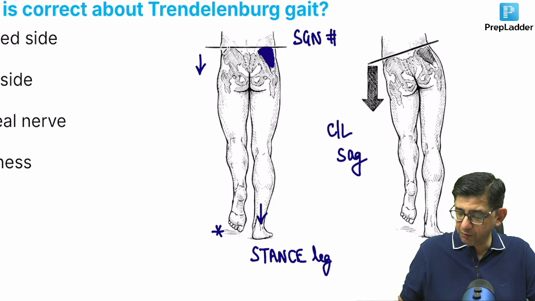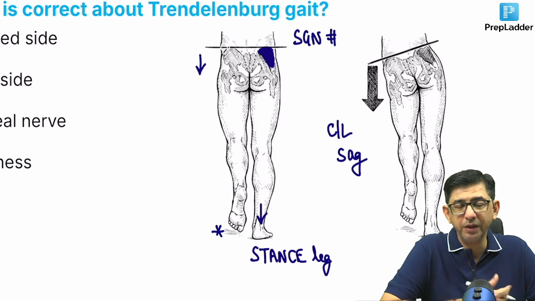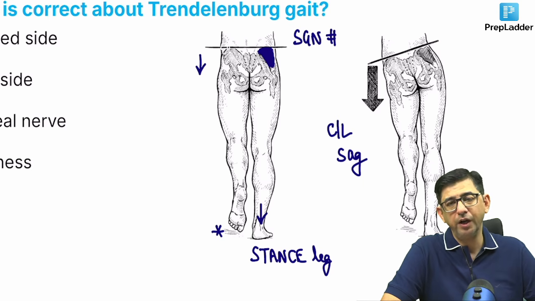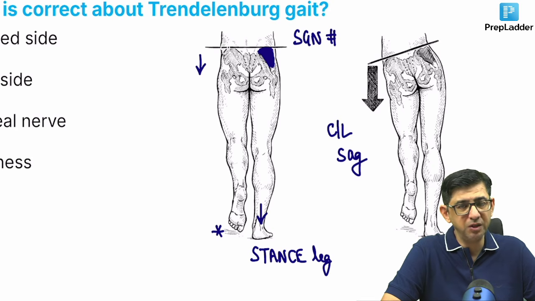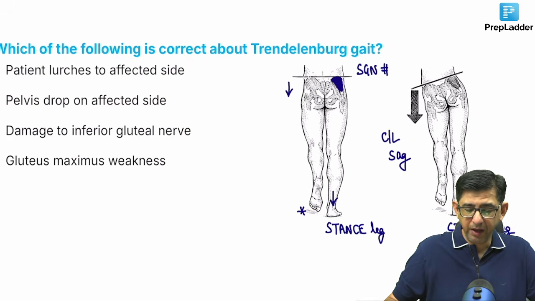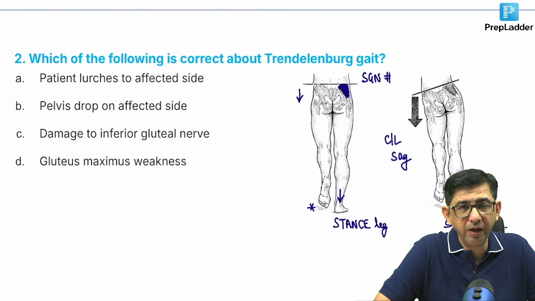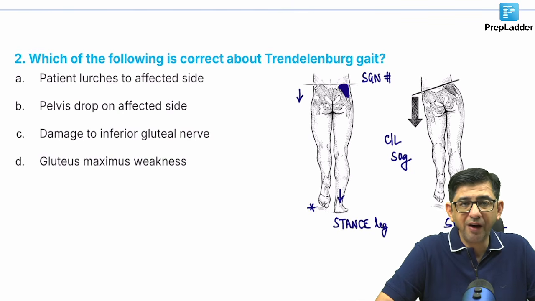So step number one is that whenever they ask you about Trendelenburg gait, you should know that it is the superior gluteal nerve, the abductors of the hip like gluteus medius and minimus are involved, and the sag occurs to the contralateral side. And now let us read the options. He says, which of the following is correct about Trendelenburg gait. So, pelvis drop on the affected side.